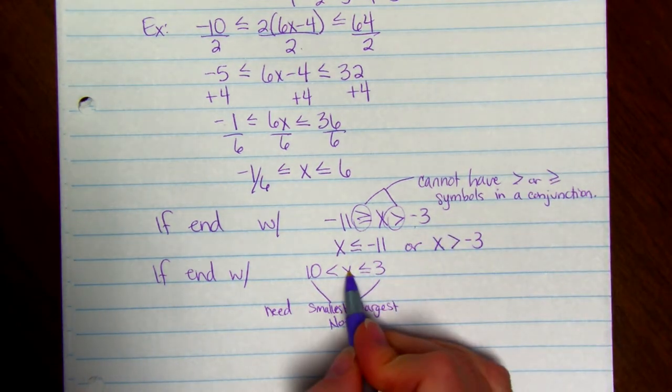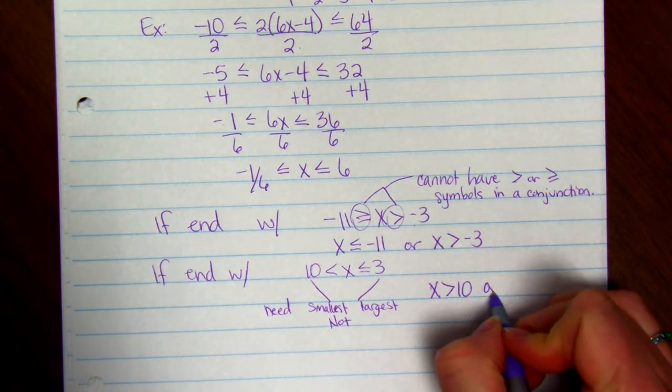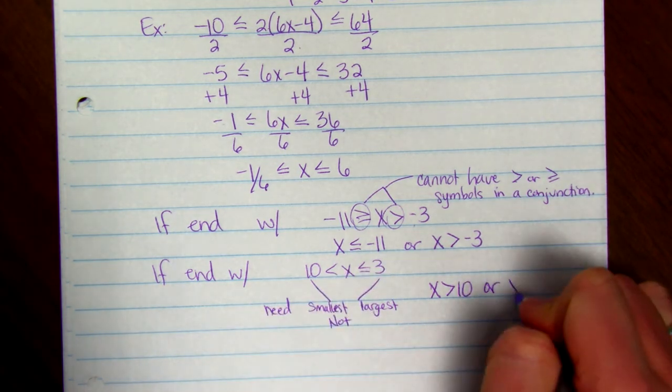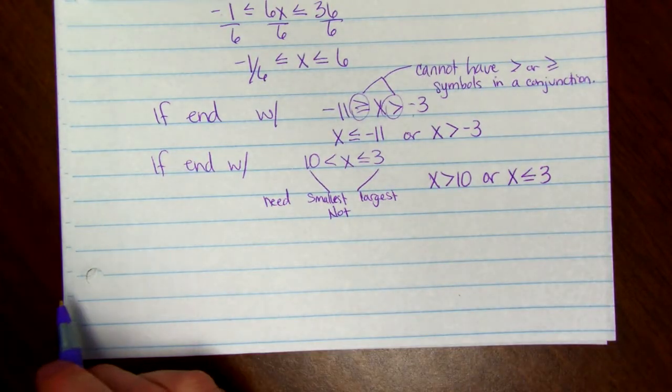So we're going to start at the x and read it to the left. So x is greater than 10, or, and then we're going to start at x and read it toward the right. So x is less than or equal to 3. So this becomes an or statement or a disjunction. That's the end of the lesson.